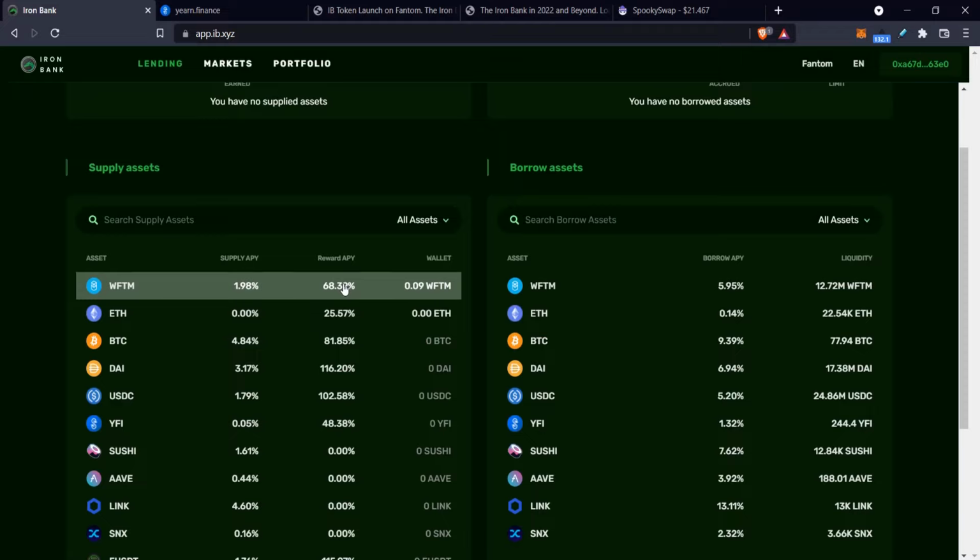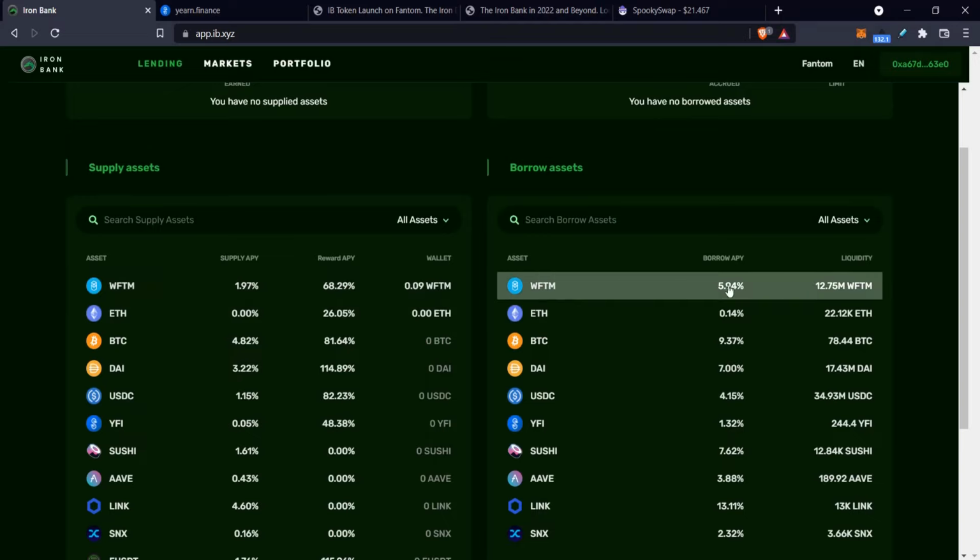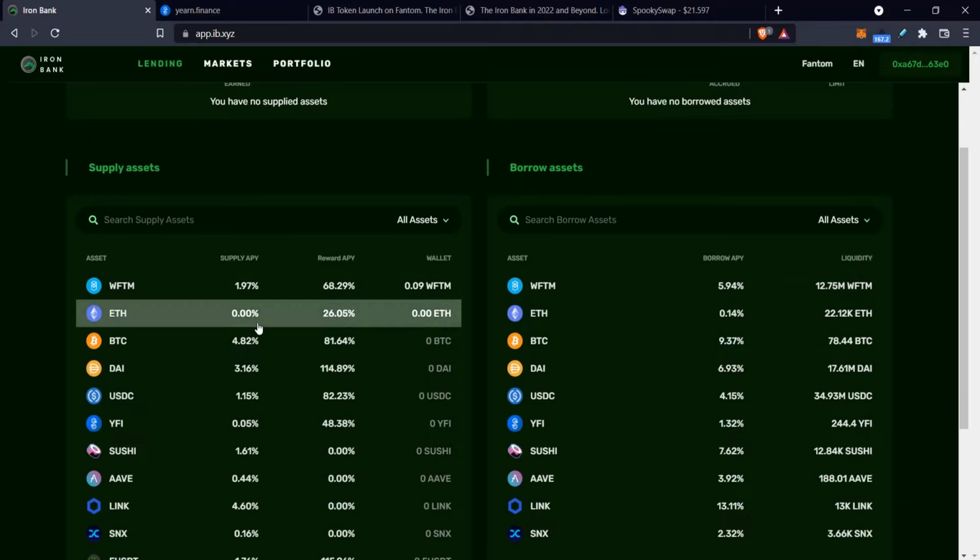Because as you can see here, there's a spread, right? You know, 1.97 and 5.94. And then a percentage of this is taken by the protocol and used as like a safety reserve. However, with this system, with Iron Bank, they take a lot of that and they give it back to the stakers. So if you have the Iron Bank token, you can stake it in the future.